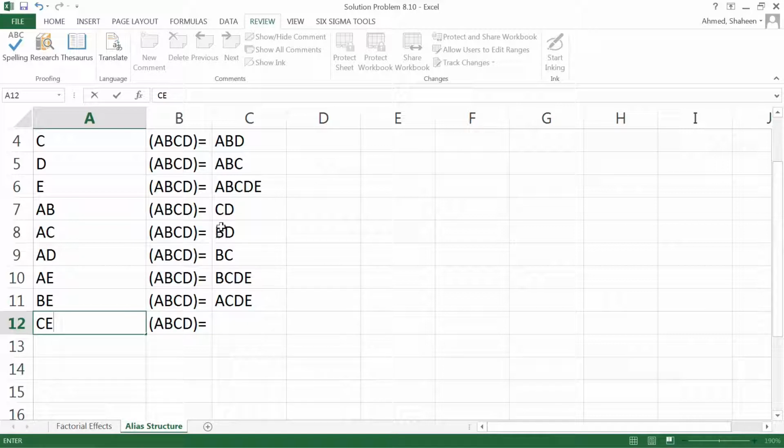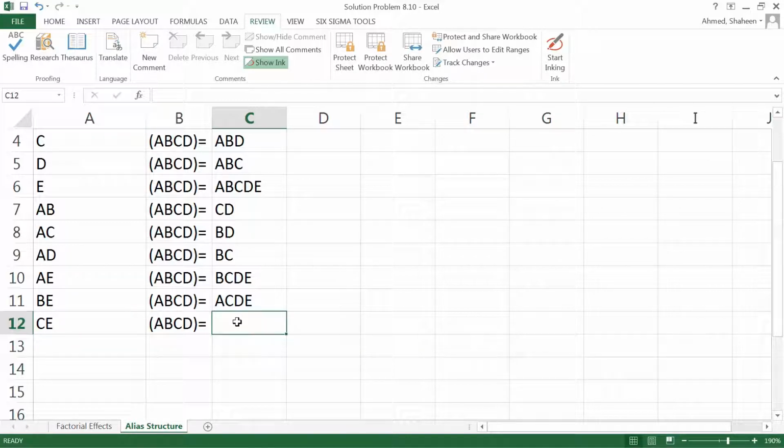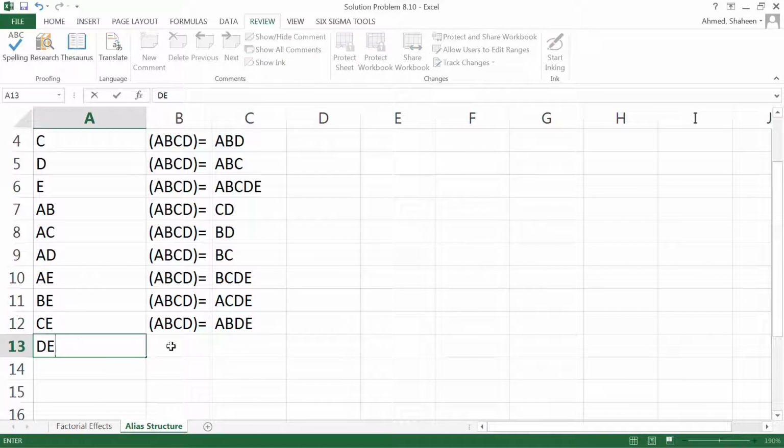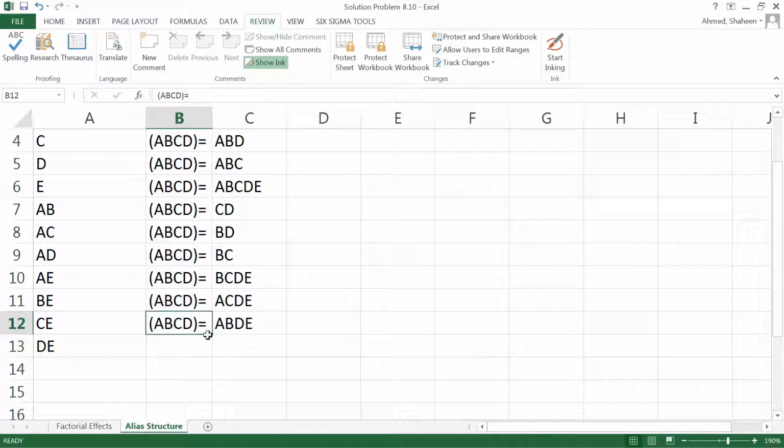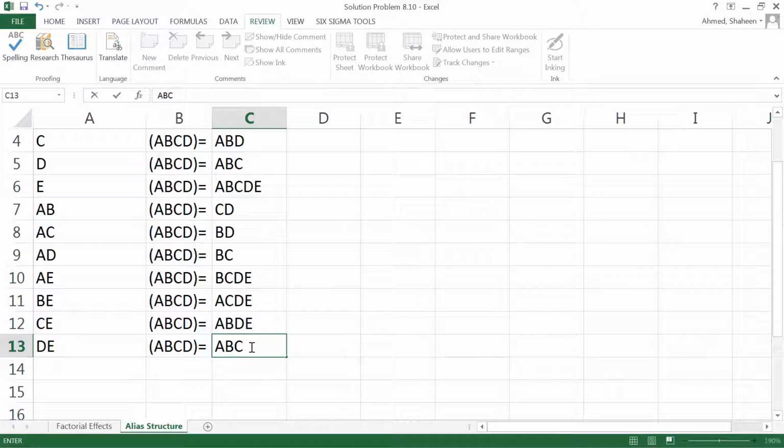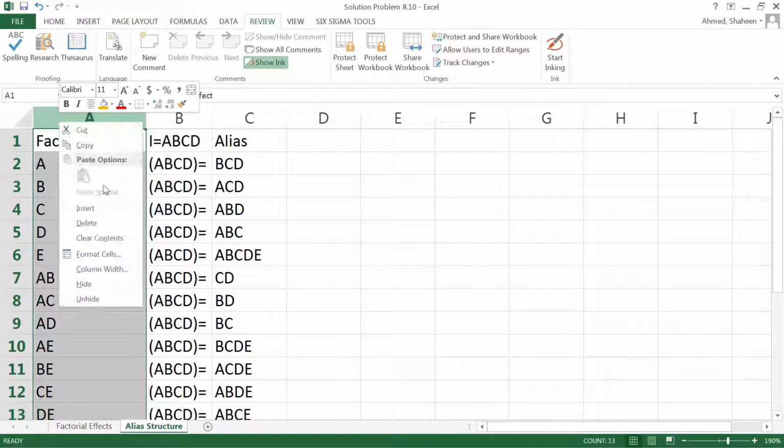CD is done here, so I have CE left. If I multiply with this CE, A, B, C squared gone, D, E. And then I have DE left. If I multiply this with DE, then I get A, what is it? A, B, C, E. So that is the alias structure for this. Let me put an ID here.